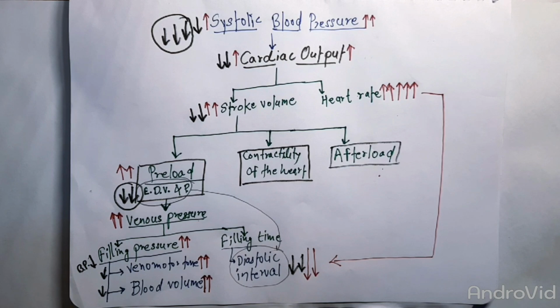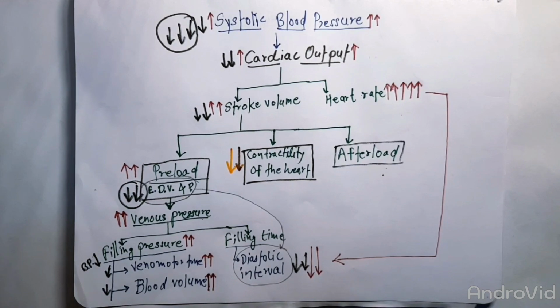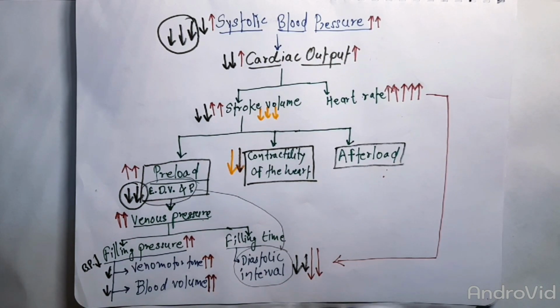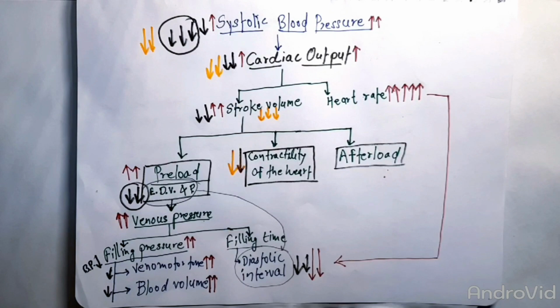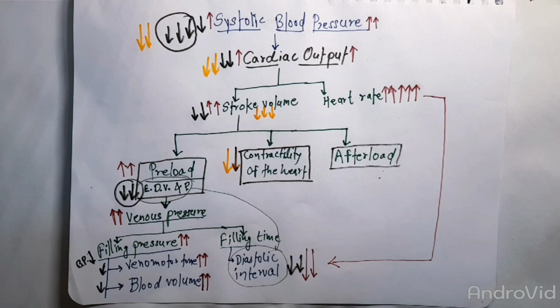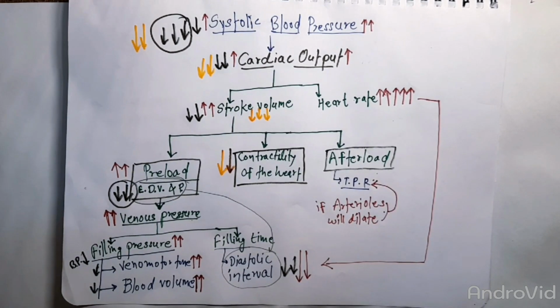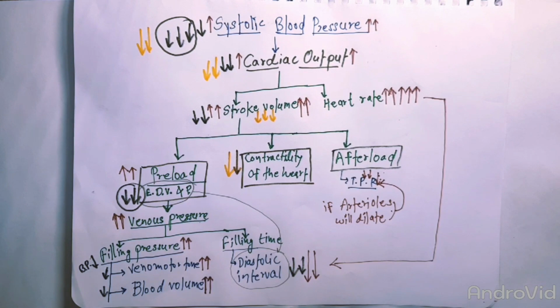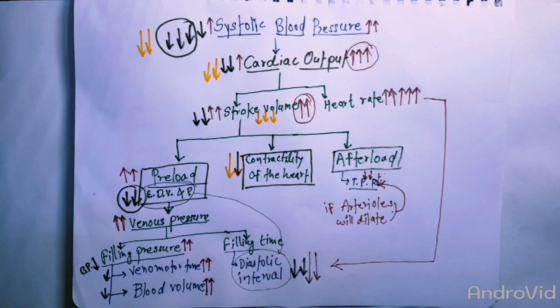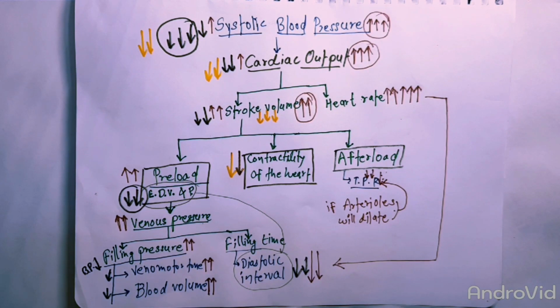Now if we talk about the contractility of the heart, if the ability of the heart to contract is less, then the stroke volume will also be less. So the cardiac output will be decreased. So the systolic blood pressure will also decrease. Now if we talk about the afterload, which is the total resistance against which the heart works, that is the total peripheral resistance: if the arterioles dilate, then this resistance will decrease, stroke volume will increase, then the cardiac output will increase, then the systolic blood pressure will also rise. So here we can see that the systolic blood pressure also depends on the total peripheral resistance.